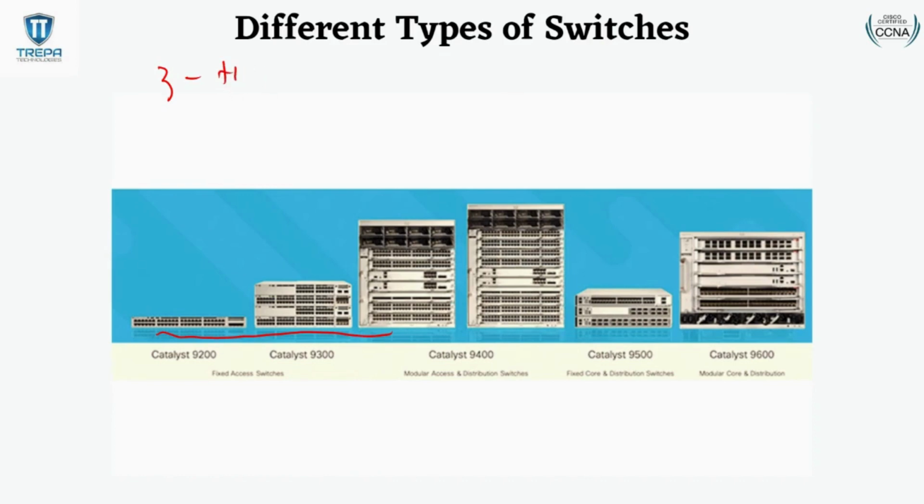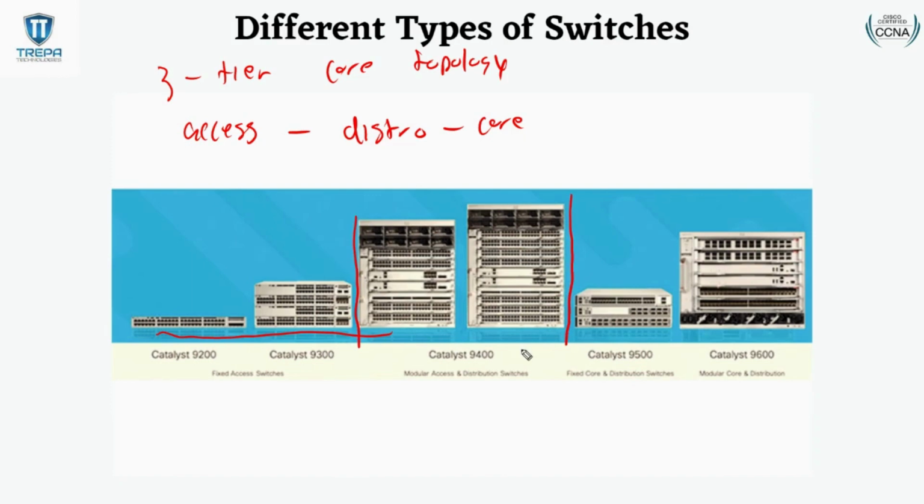A 3-tier core topology, which we learned in our first section, right? So remember in our 3-tier core topology, we have access switches, we have distro switches, and we have these core switches. So if you look at just these switches here, it actually tells you that these two in the middle would be commonly used as distribution switches. You can see how heavy duty they are. They got this supervisor chassis up here.